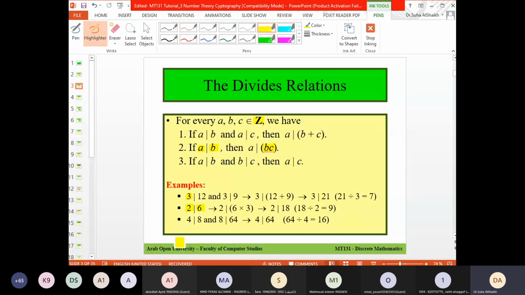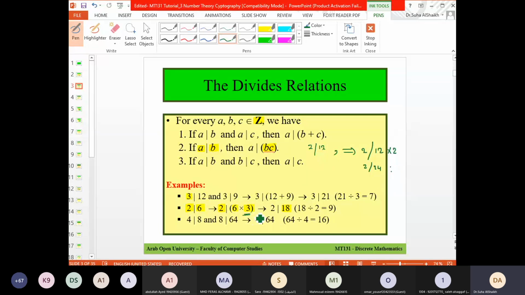2 divides 6. فexpected إن 2 will divide the 6 multiplied with the 3, which is 18, and this is correct, that 2 divides 18, because 18 على 2 is equal to 9. Yeah? One more example. أنا عندي مثلا 2 divides 12, then the 2 will divide the 12 لو ضربتها ب 2, which is 24, correct ولا لا? 2 divides 24, yeah, that's correct.